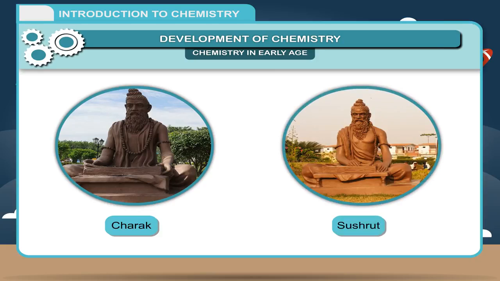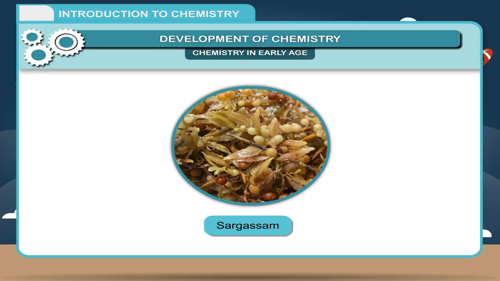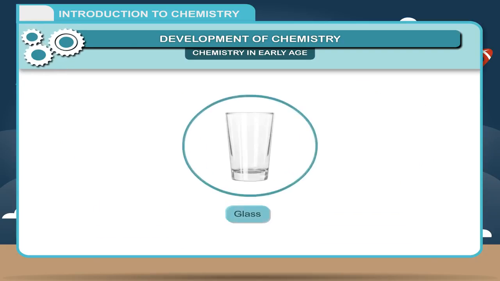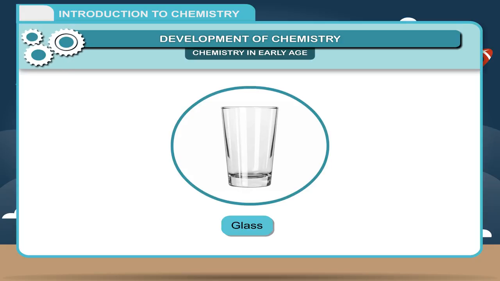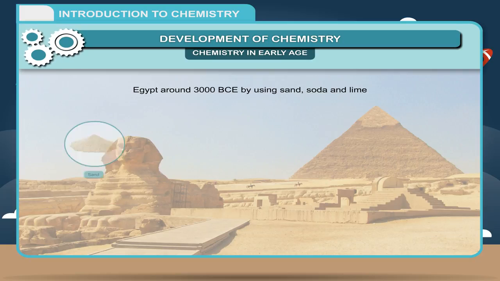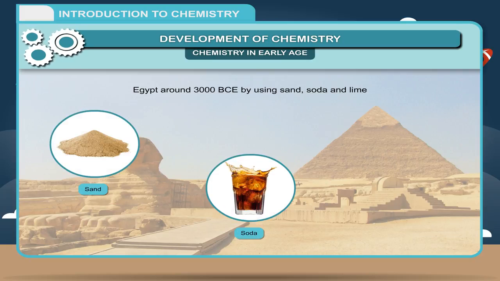Charak and Sushrut, founder of medicine in our country, knew a lot about using plant extracts for curing people. Sargassum, a plant extract, was used for dressing wounds. Glass, which is used by us in numerous things, was first made in Egypt around 3000 BCE by using sand, soda, and lime.